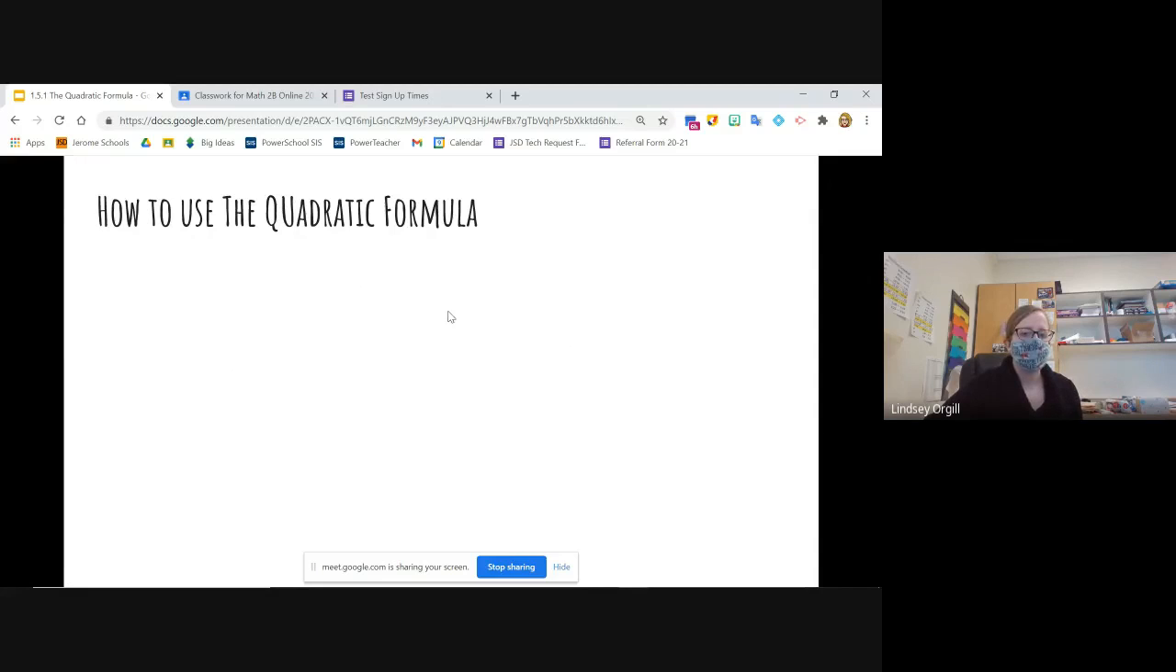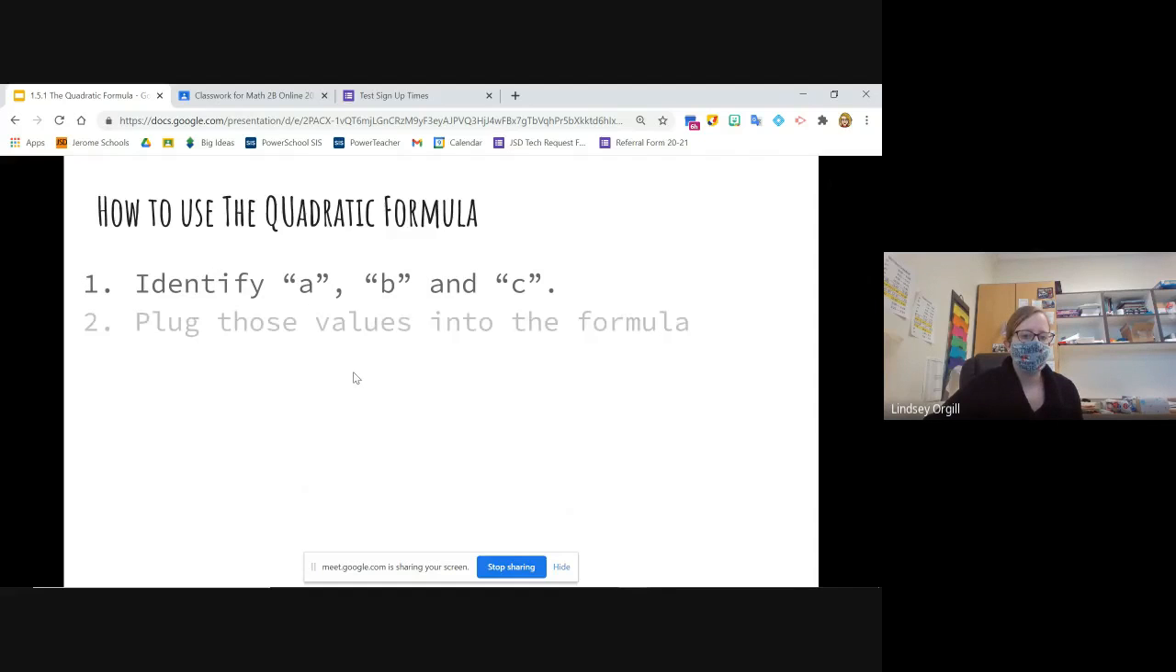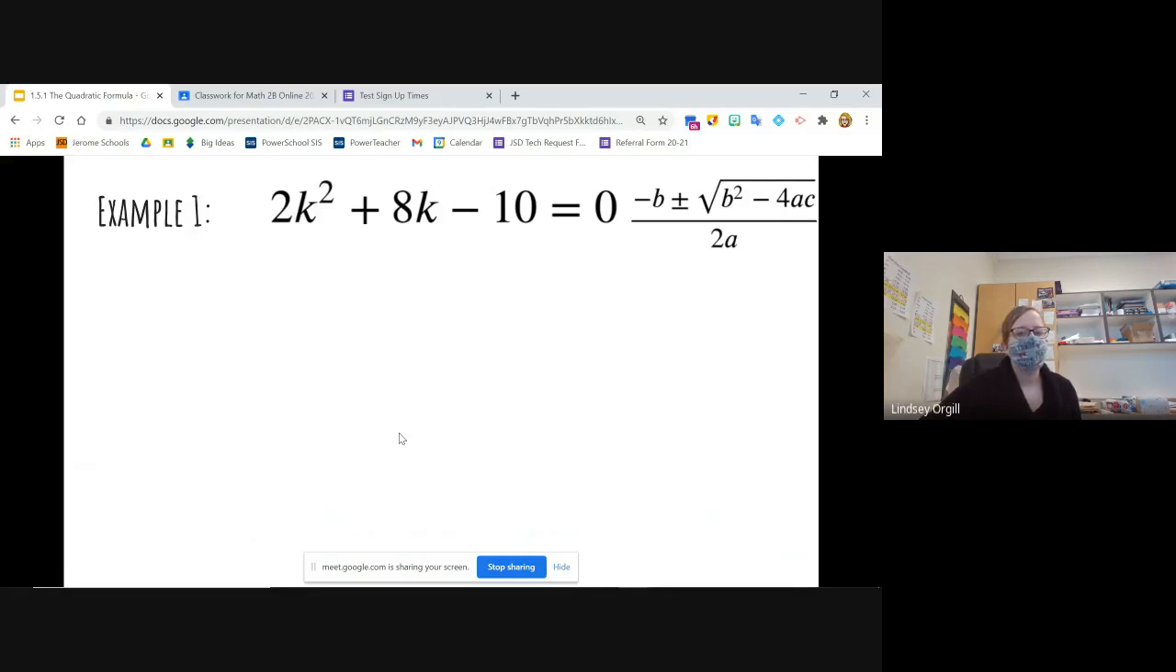So the steps to use the quadratic formula: you identify your a, b, and c, and then plug those values into the formula, and then evaluate and solve for the variable. So let's go over this first example. So I'm going to identify my a, b, and c in this equation. So my a would be 2 because it's in front of k squared. 8 would be my b because it's in front of the k. And c would be negative 10.